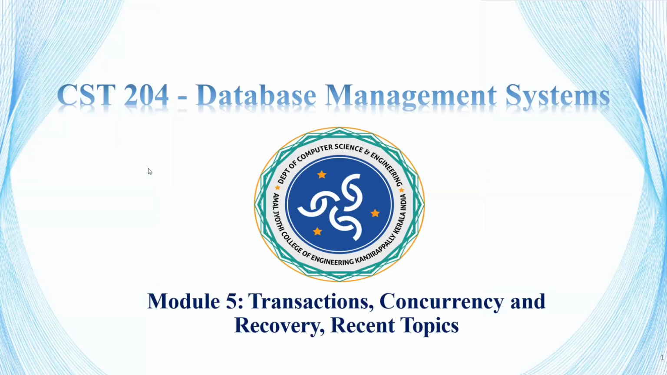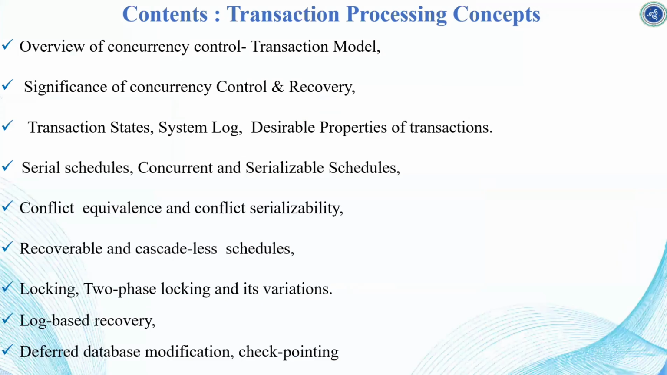So today we can start with our Module 5 for transactions and concurrency. These are the contents of Module 5, first portion of the module. In this video we can see the first three topics: the overview of concurrency control, the significance of concurrency control and recovery, the transaction states, system log, and the desirable properties of transactions.